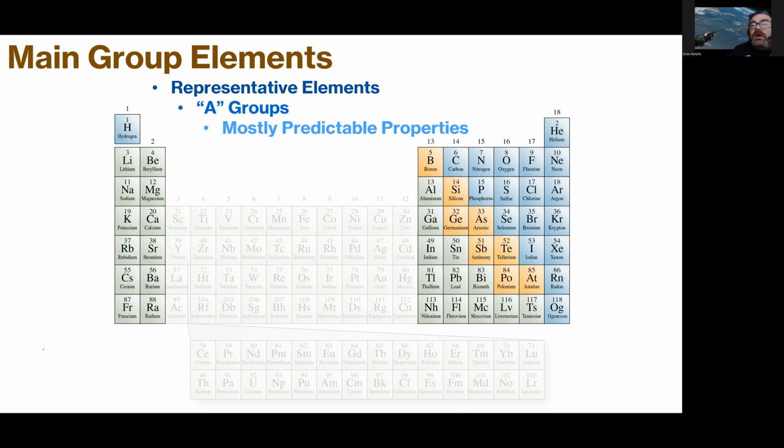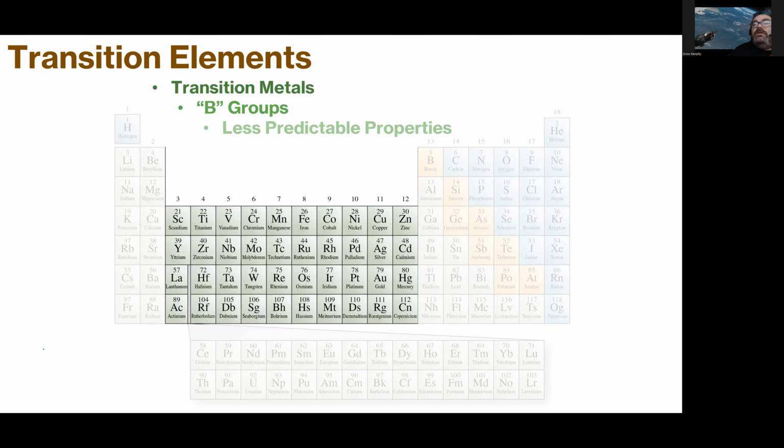The B groups are in the middle. These are transition elements, or transition metals, because all of the ones in the middle are metals. Their properties are a little bit less predictable, but they still follow patterns. We'll talk a lot about transition metals in Gen Chem 2, and we'll do some stuff with them in this course as well.